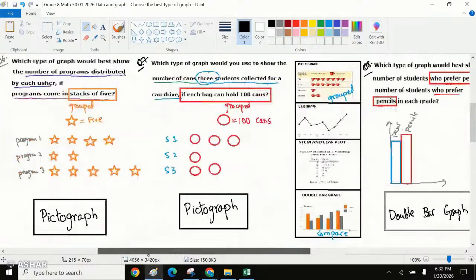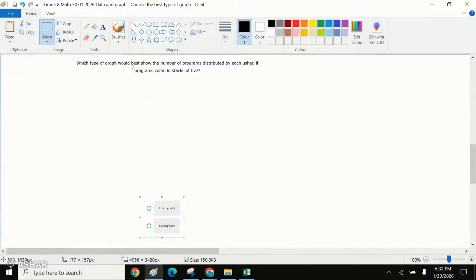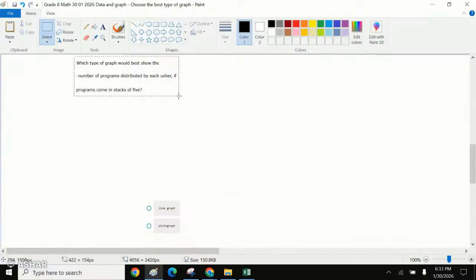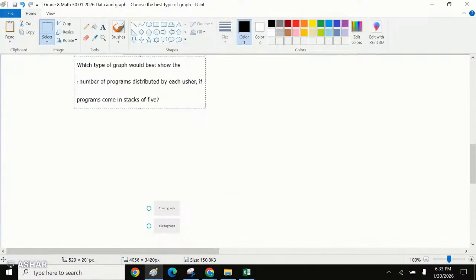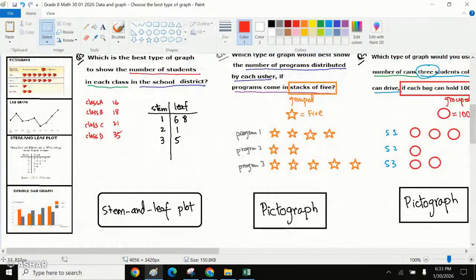For question number 1, let me just align this. If these are the two options given to us, it says, which type of graph would best show the number of programs distributed by each usher if the programs come in stacks of 5? Would it be option A or option B? This is our test. Just a moment. Let me copy this so that we have the reference diagrams.